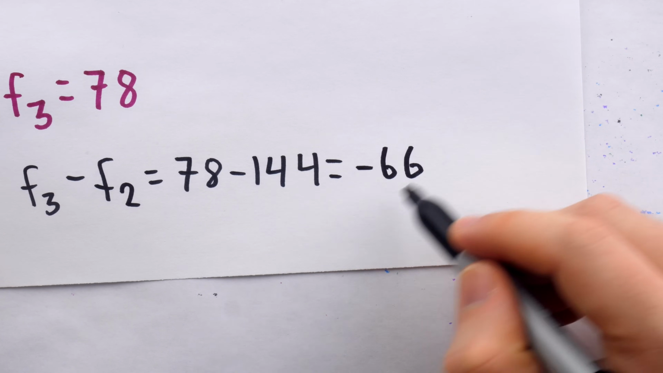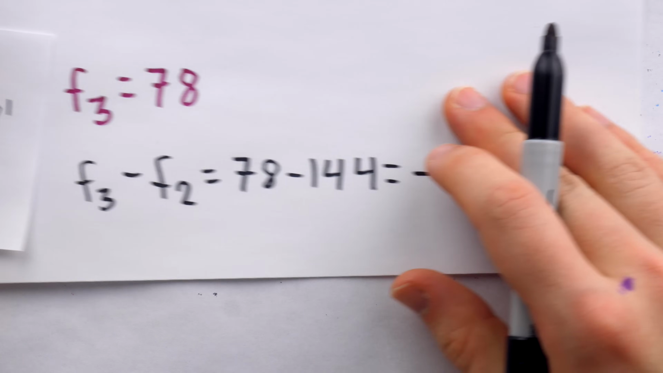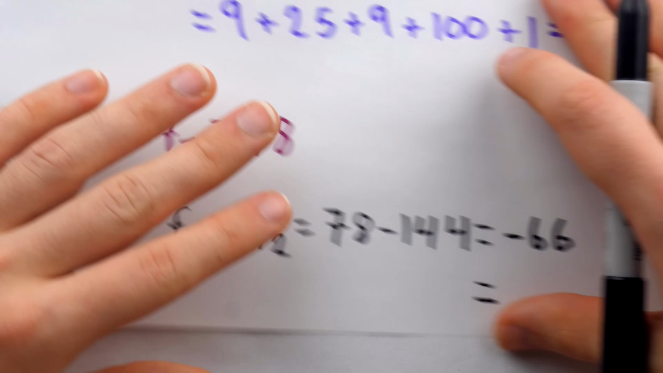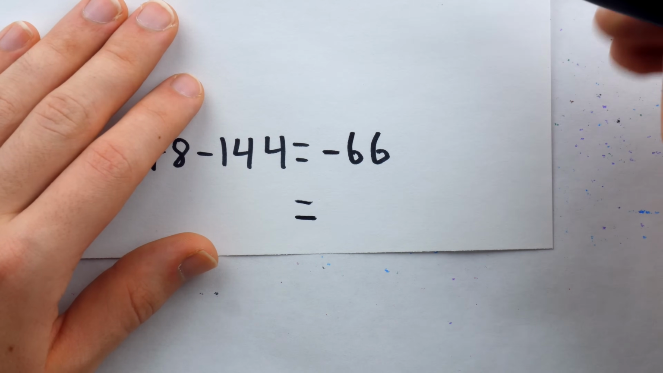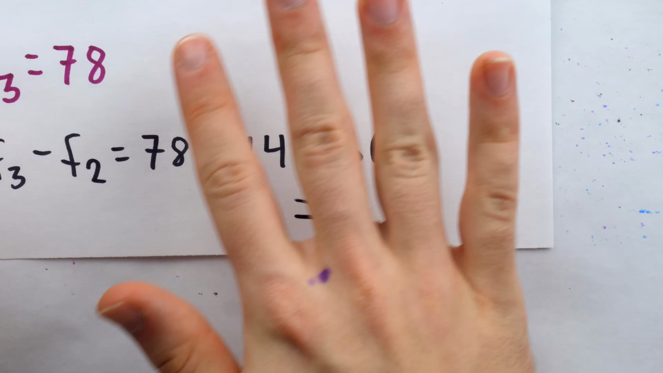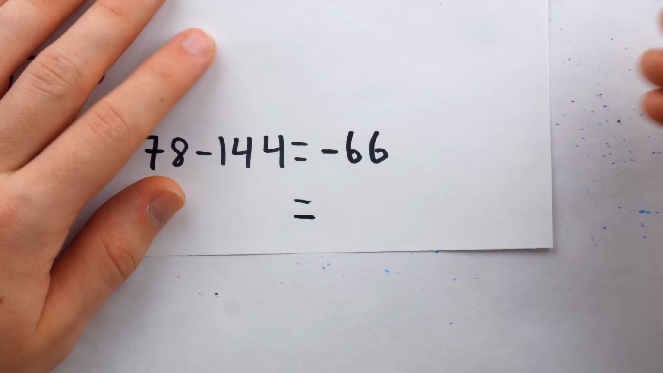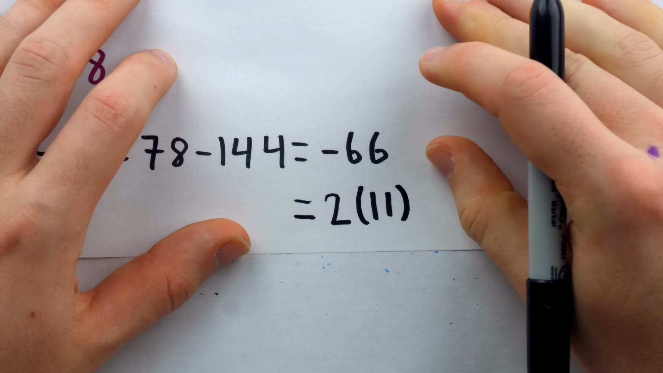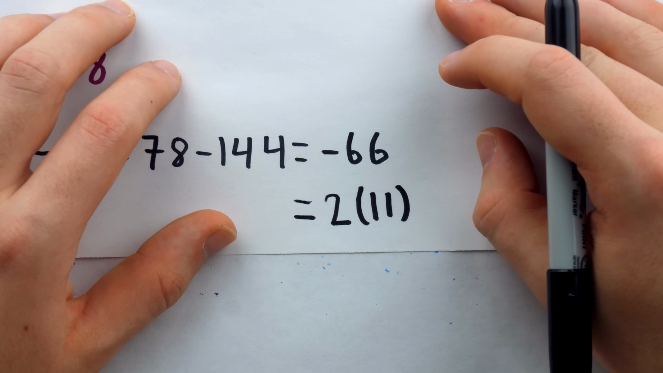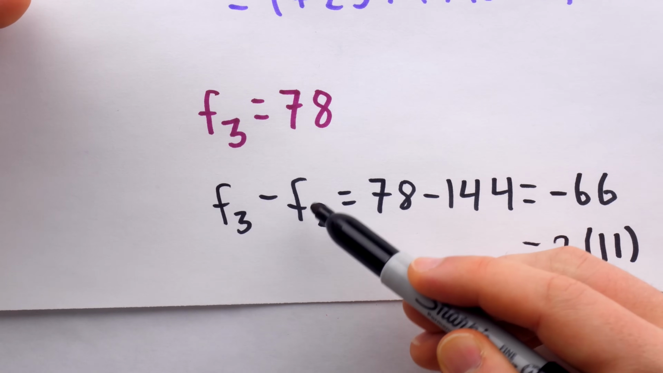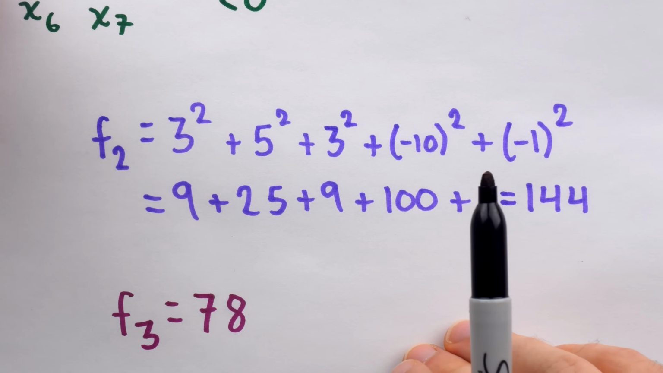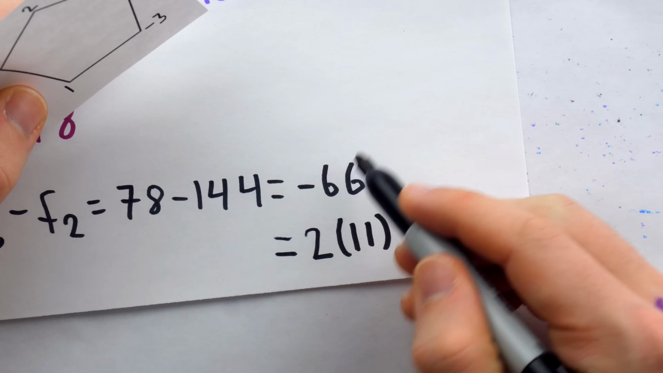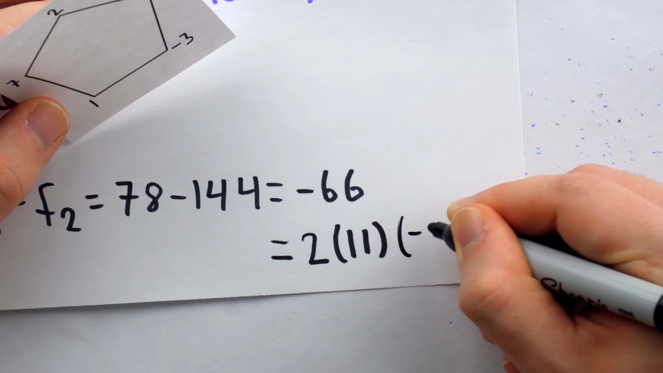Now you may immediately recognize that as a multiple of 11, which would come to mind because remember, the sum of these 5 numbers was always 11. The 11 is just a result of this particular example, but the fact that this is a multiple of the sum of those 5 numbers is not a coincidence. In particular, this is equal to 2 multiplied by the sum of the 5 numbers, that is 11, multiplied by x4, specifically from the earlier value of the function, so from f2, not from f3. From f2, our x4, if you remember the pentagon, was negative 3, and this is actually equal to 2 times 11 times negative 3.